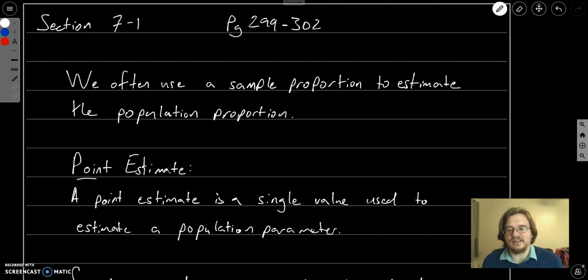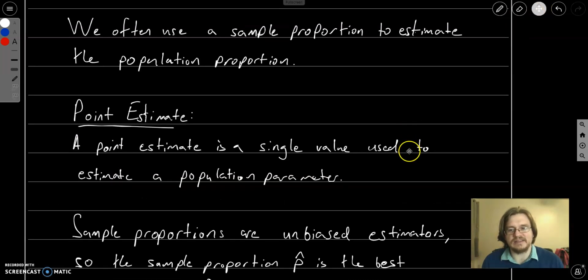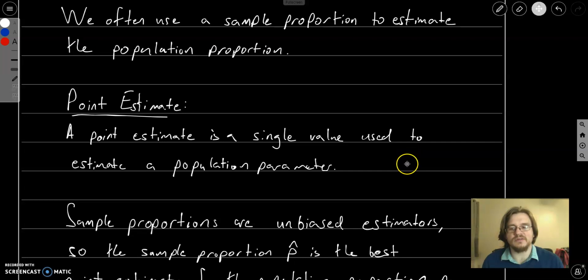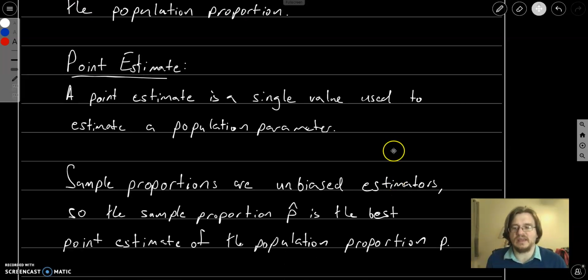And essentially the thing that we'll do the most is we'll use the single value, that is, say, the sample proportion, to estimate the population parameter. And this is just called a point estimate, as in I'll just give you a single value that we expect the population parameter to be.